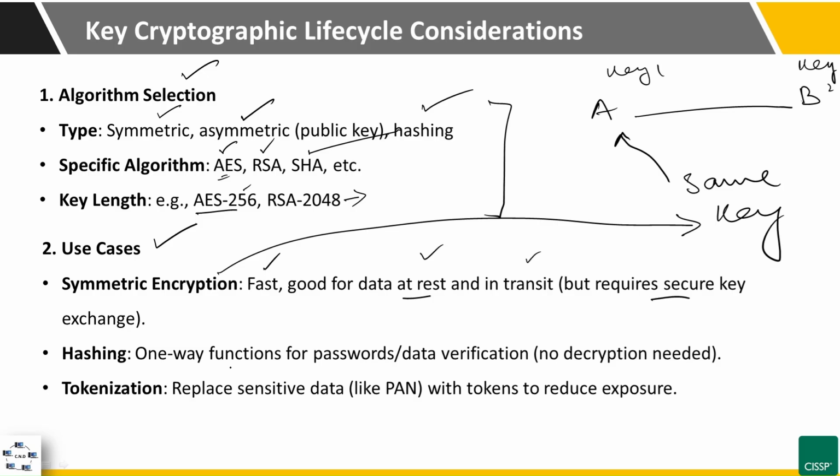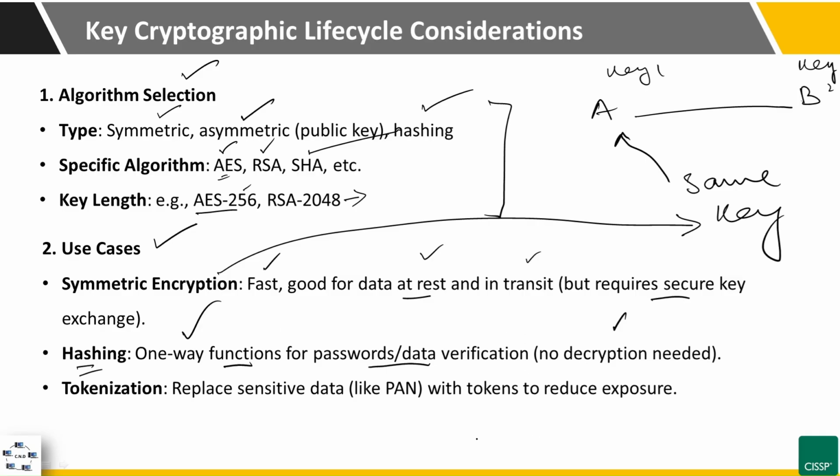Hashing is a one-way function used for passwords and data verification, and no decryption is needed. One way means that you can change your data into a hash, but it is not reversible. You do not decrypt or reverse that hash back to the original data. Then how do we use hashing? We compare the two hashes.